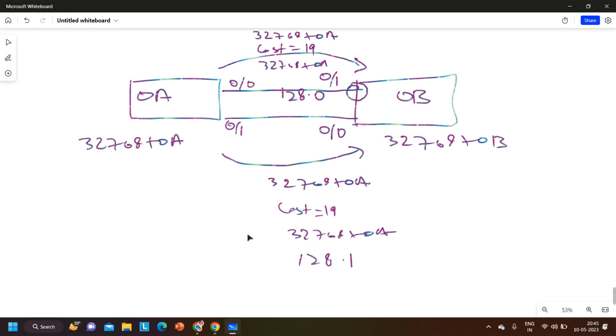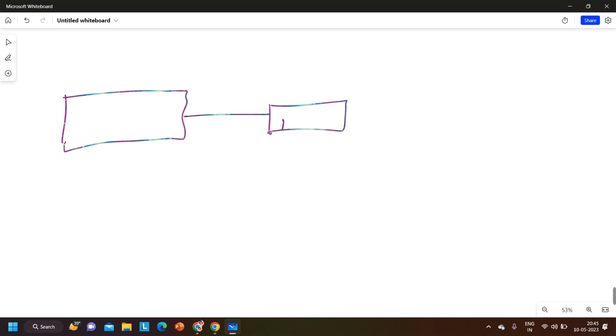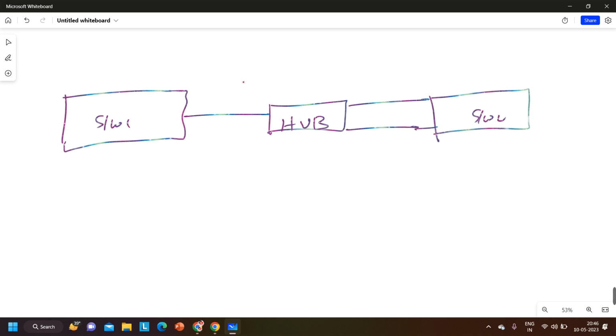Or my scenario can be different as well. Let's say I have a scenario like this. I have one switch over here. This switch is connected with one hub, and through the hub I have two links, and like this I have connected another switch. This is my switch 1, this is my switch 2. Here the MAC address is let's say 0A, here the MAC address is let's say 0B.